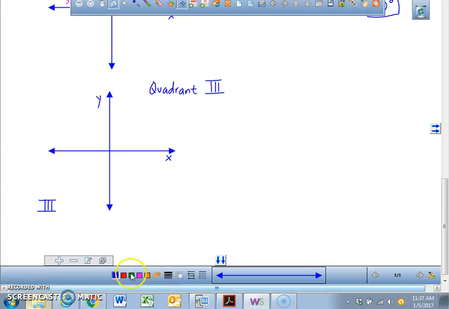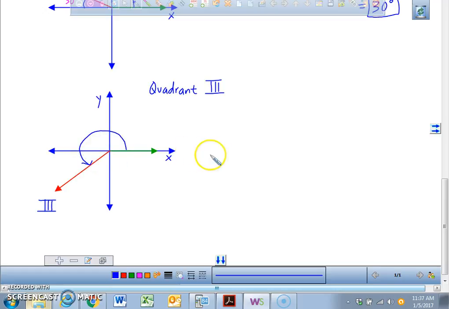All right, on to quadrant 3. What I'd like you guys to do, we're going to have the initial side right here. But now your terminal side is not going to finish in quadrant 1, nor quadrant 2. We're going on to quadrant 3, so I'm just going to randomly put it right in there. We started here and went counterclockwise all the way around to our terminal side. How far did we at least know we had to go? More than 180, more than half of a circle.